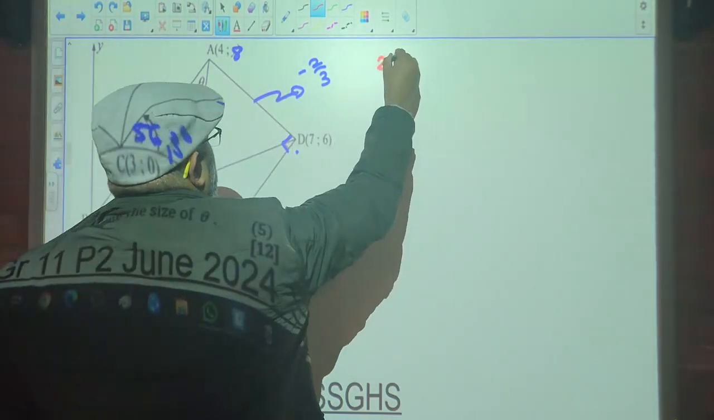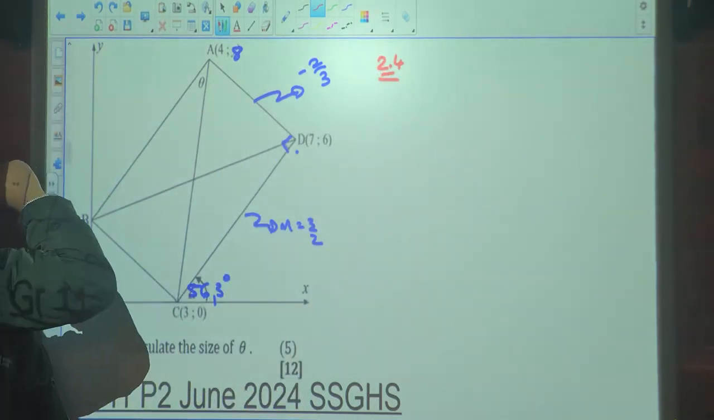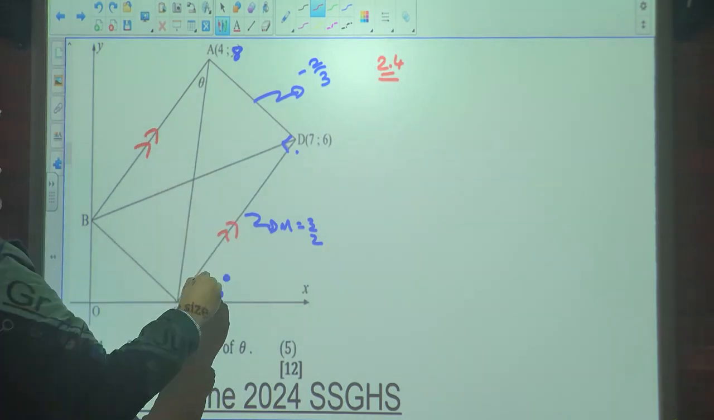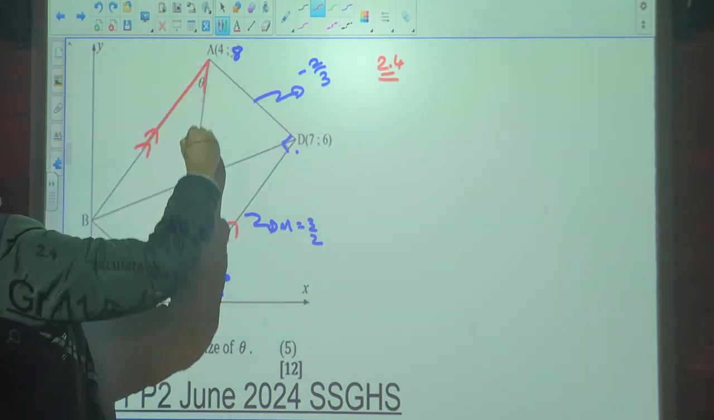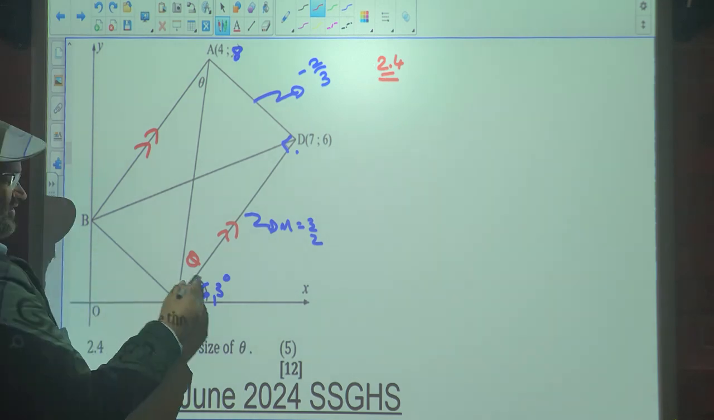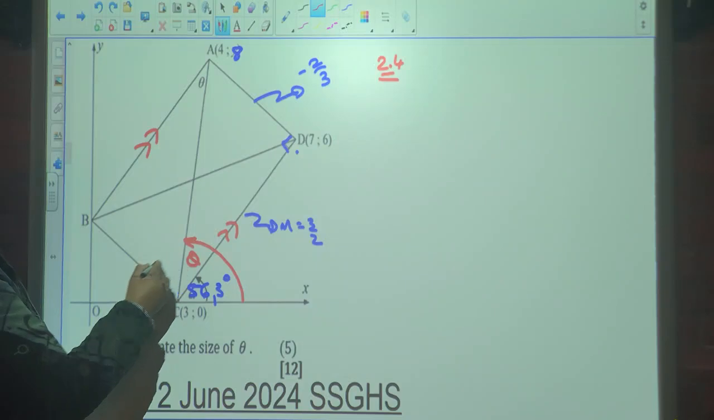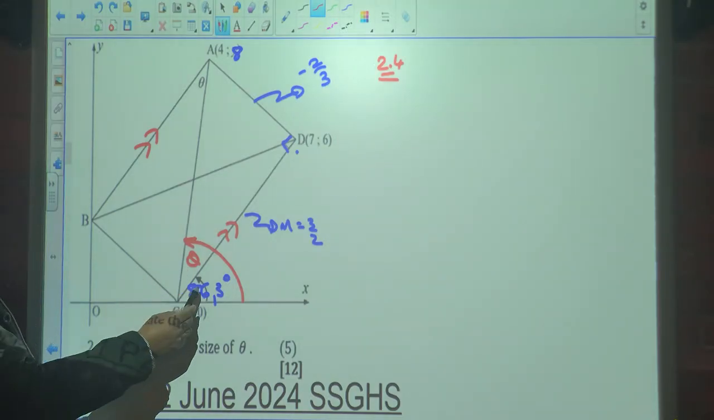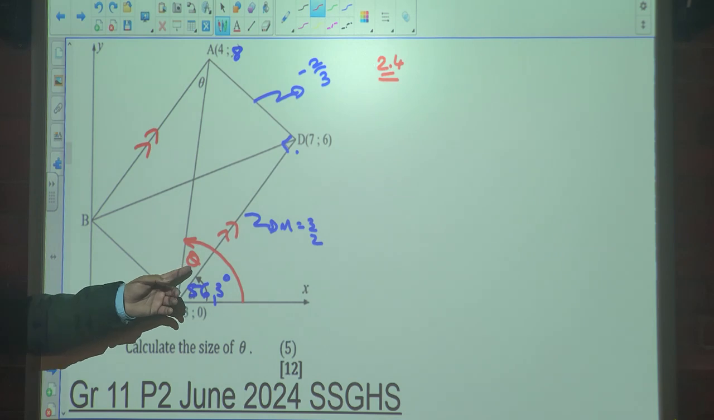Okay, the question says calculate theta. In 2.4, calculate theta. So we know that these lines are parallel, not so. So alternate angles are equal. So that's your angle theta. So if theta lies here, you check it. Okay. So theta lies there. So to calculate theta is going to be that angle there minus 56.3 degrees will give you the angle theta.